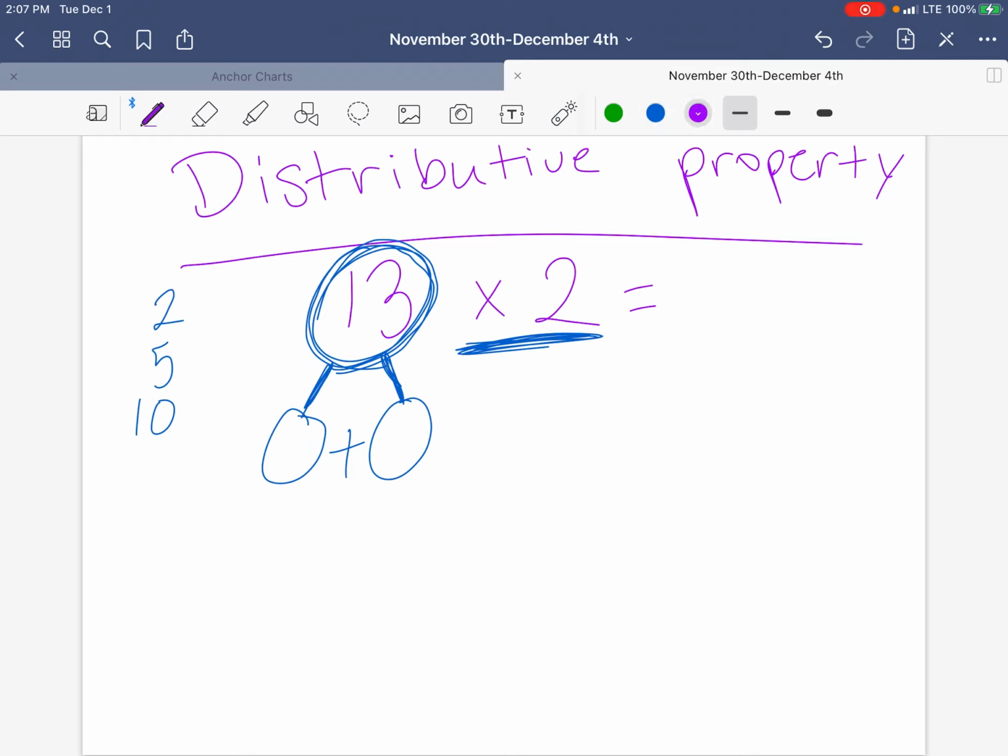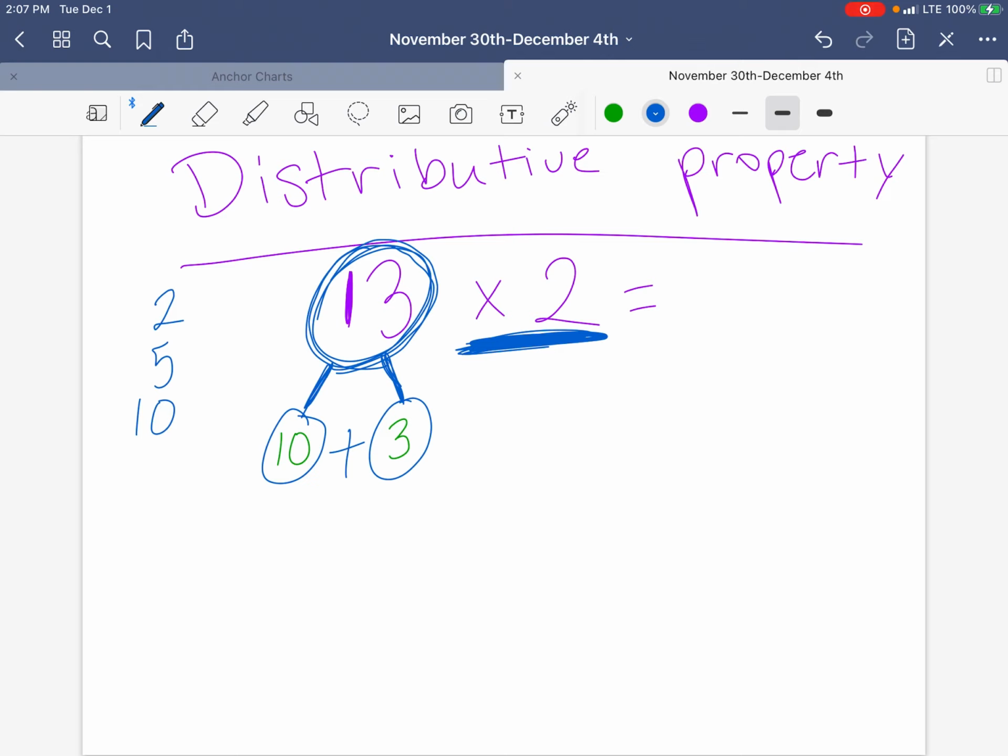Well, I see my number has a 10, so I'm going to use 10 plus what equals 13? 10 plus 3 equals 13. All right, so now I'm going to distribute those numbers and the times 2.